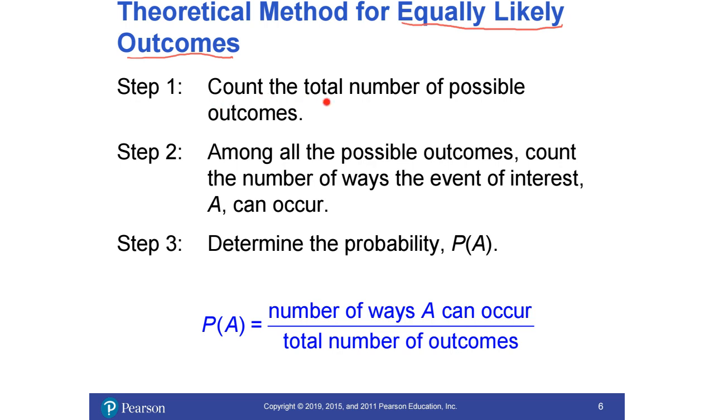So, step one, you count the total number of possible outcomes. Step two, among all the possible outcomes, count the number of ways the event of interest A can occur, and then calculate probability with this formula right here. So, the probability of A is the number of ways A can happen divided by the total number of outcomes. So notice that we are counting and then doing division, and that's how theoretical probability works.